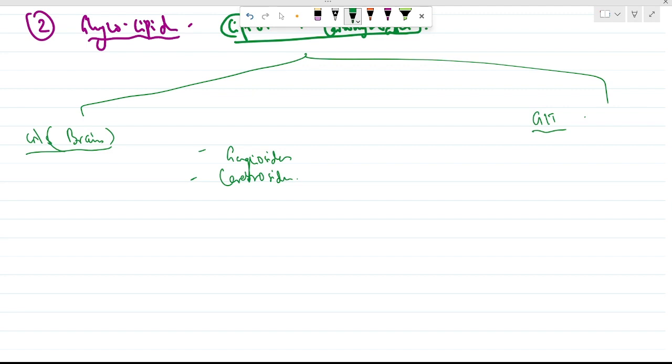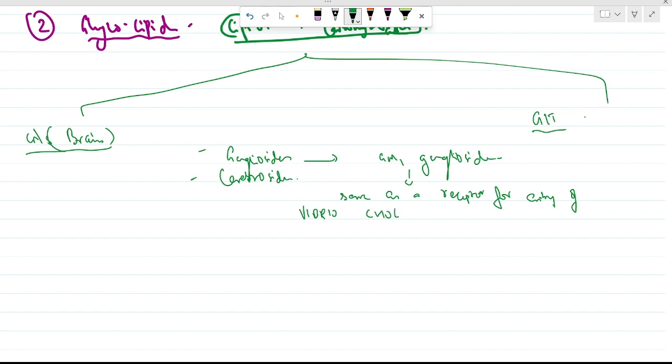So clinically significant gangliosides are GM1 gangliosides, or GM1 ganglioside. This GM1 ganglioside serves as a receptor for entry of Vibrio cholerae toxin, which leads to diarrhea and in fatal cases can also lead to death if not treated.